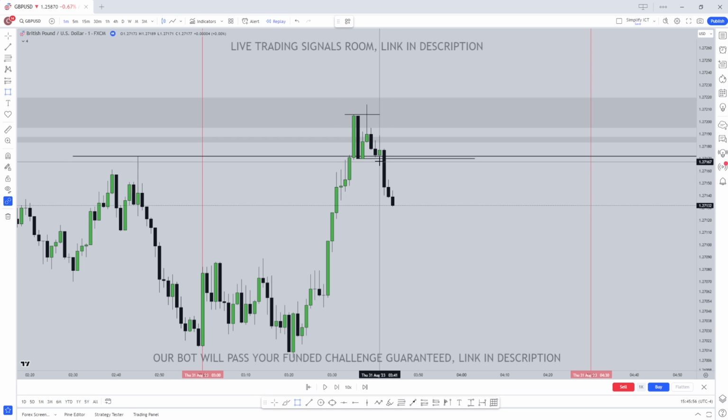Now, in addition to this, we also have this fair value gap right here. And this is our earliest fair value gap that's closest to price right now. There's not multiple fair value gaps right here. So this would be the only fair value gap available right now. So keep it very simple.